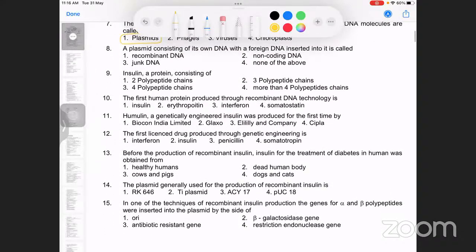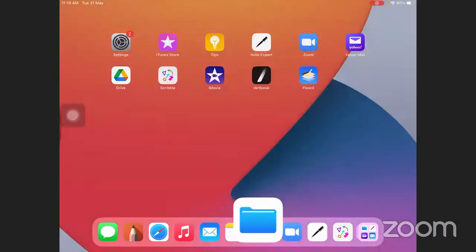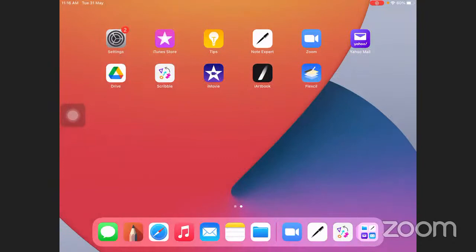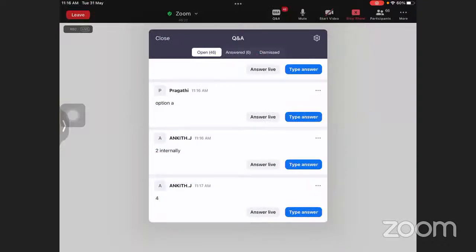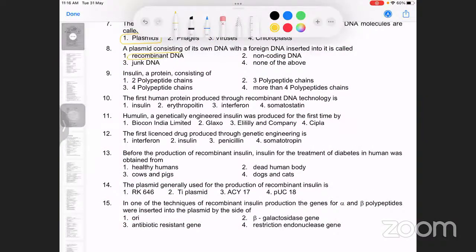A plasmid consisting of its own DNA with a foreign DNA inserted into it. What is a foreign DNA introduced in a plasmid called? It is called recombinant DNA. A plasmid introduced with a foreign DNA is called rDNA or recombinant DNA. Someone told it. Very good.